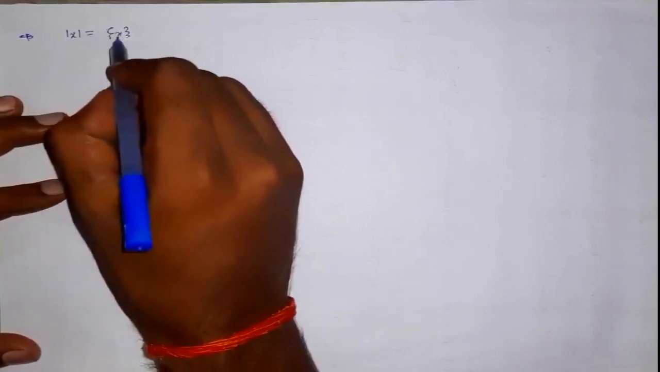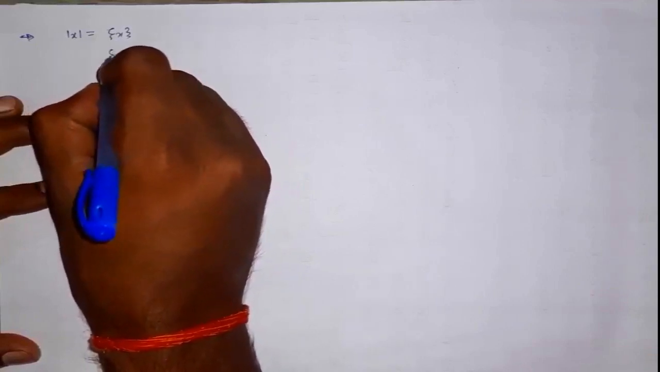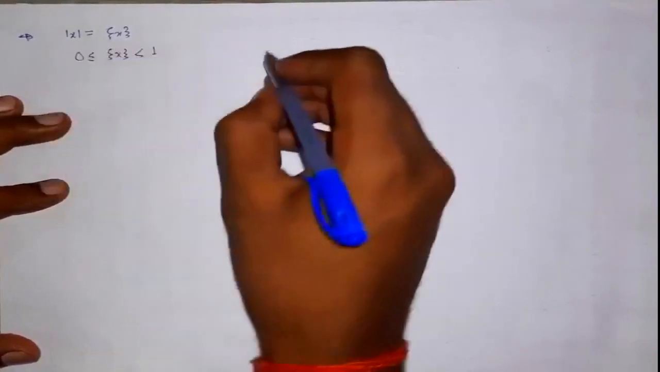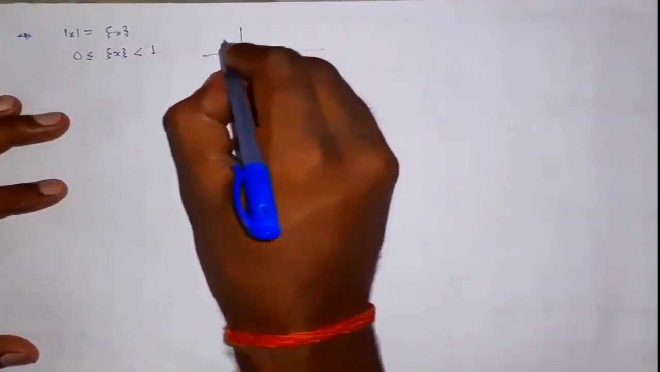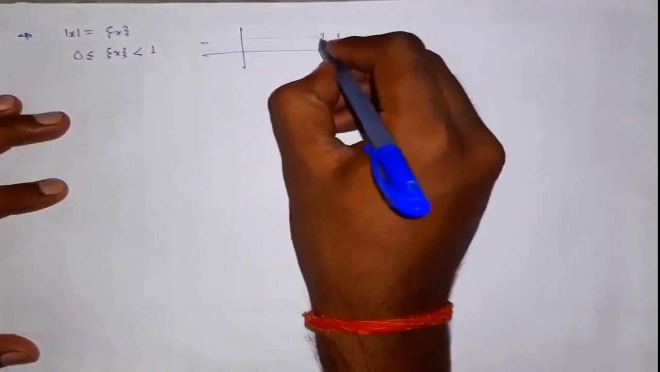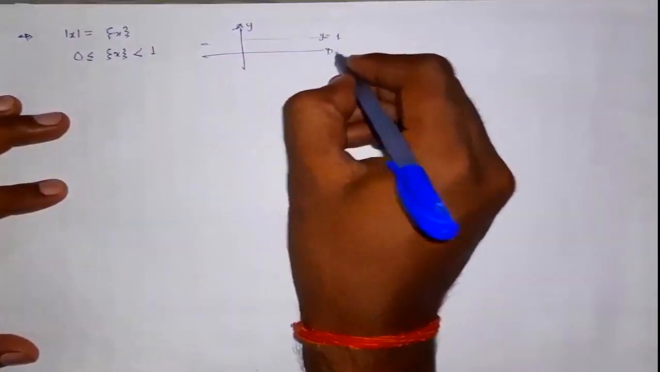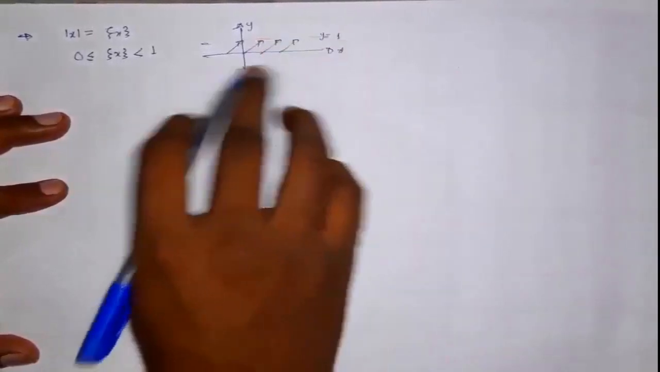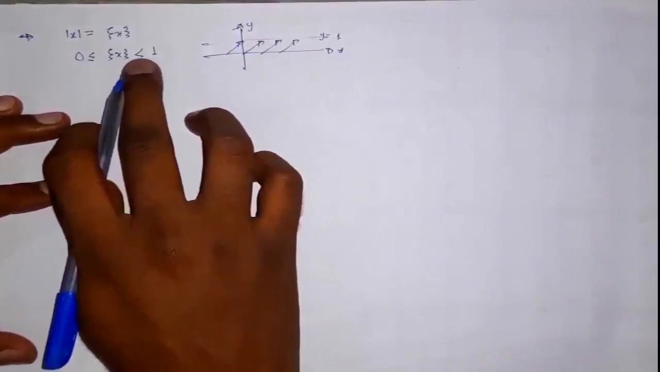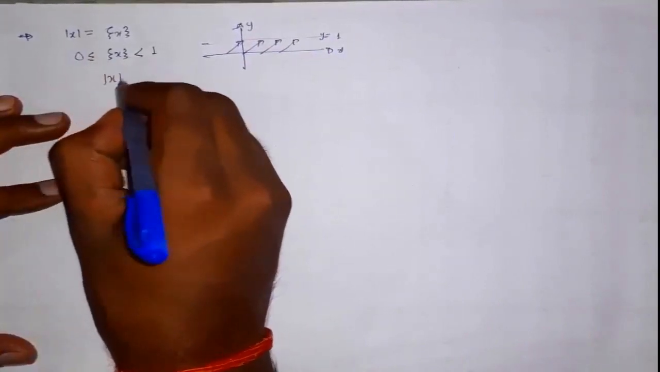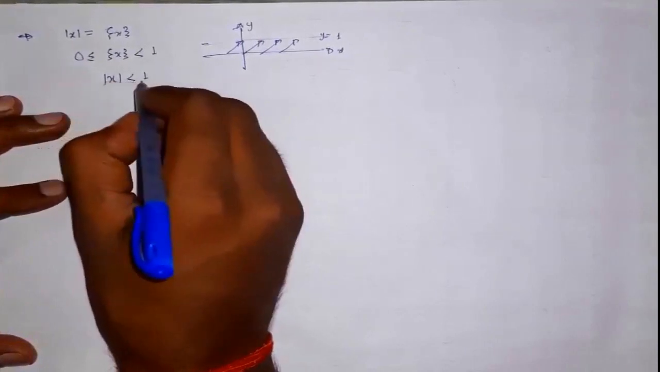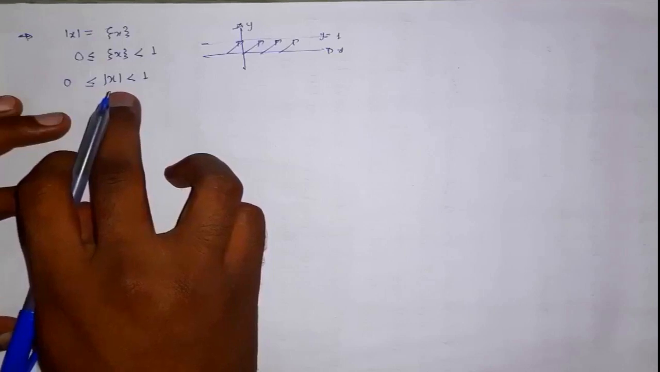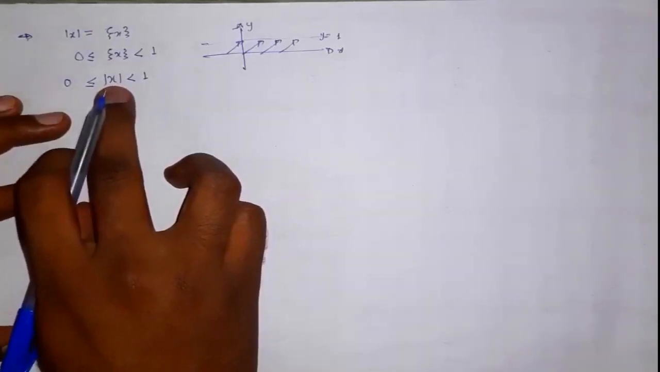Okay, so we know the value of the fractional part of x will lie between 0 and 1, because we know the graph. Like this is the line y equals 1, this is y, this is x, it will be like that. So this is lying between 0 to 1. That means the modulus function of x should be greater than or equal to 0 and less than 1. Okay, so now we need to find the values of x for which this inequality is satisfied.